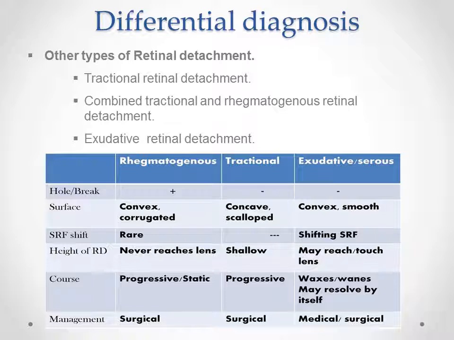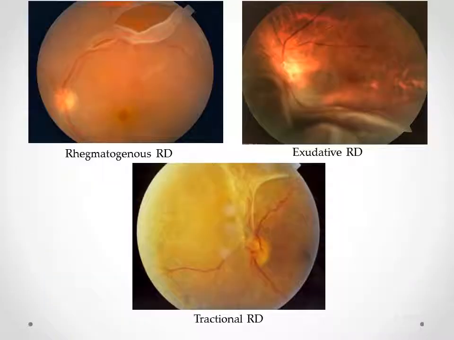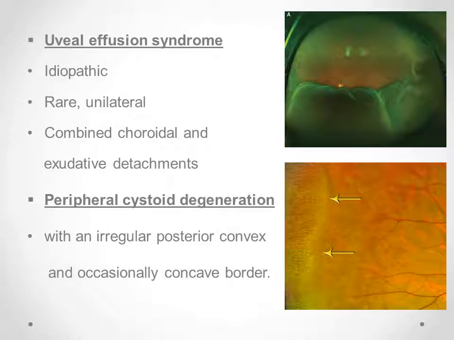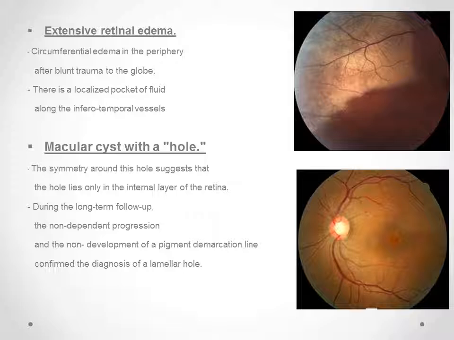The differential diagnosis of retinal detachment: it can be differentiated from other types of retinal detachment like tractional retinal detachment, combined traction and rhegmatogenous retinal detachment, and exudative one. Also choroidal detachment, peripheral degenerative retinoschisis, uveal effusion syndrome, peripheral cystoid degeneration, extensive retinal edema, and macular cyst with a hole. And this is it. Thank you very much.